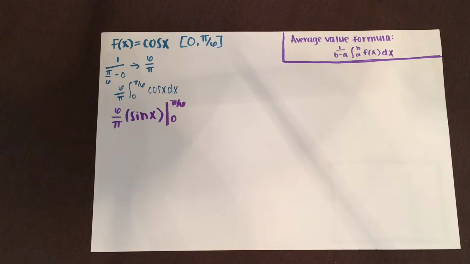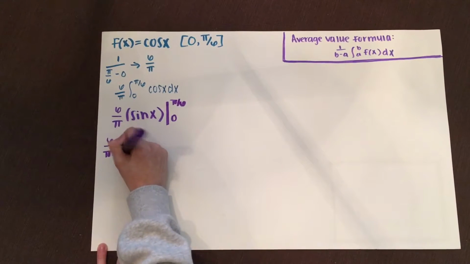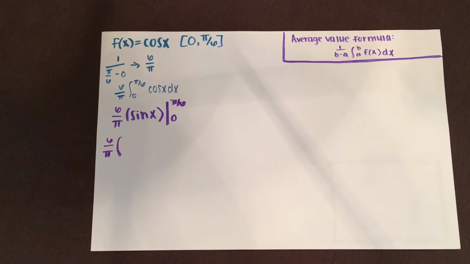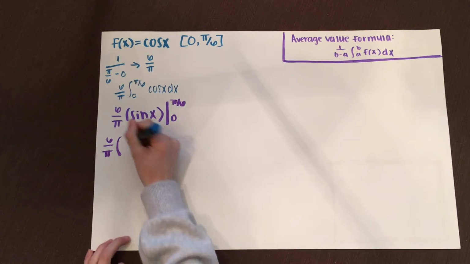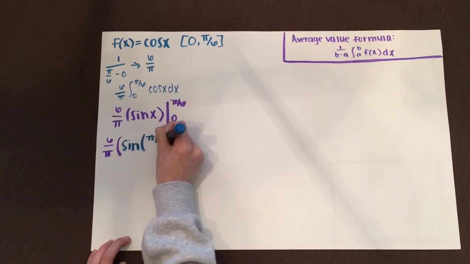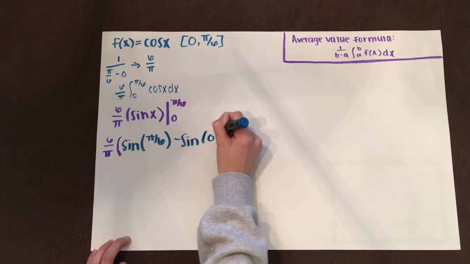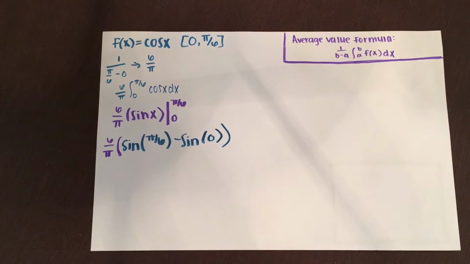And now what we're going to do is we're going to do FTC and we're going to solve for this problem. And so you have 6 over pi on the outside still. But now what you're going to do is you are going to plug in your x. So we're going to have sine pi over 6 minus sine 0. And so this is what you're going to be solving for.